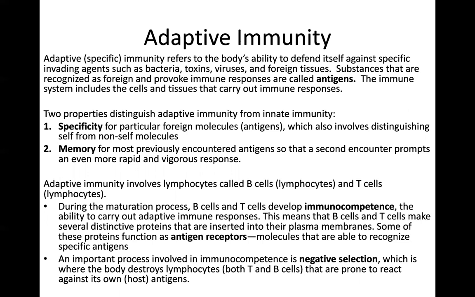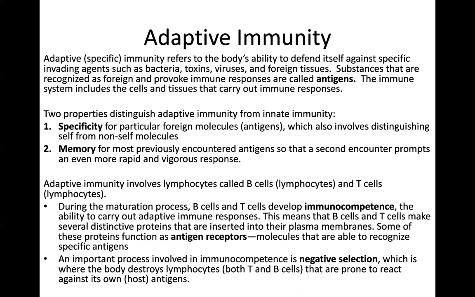Two properties distinguish adaptive immunity from innate, and we talked about this the other day, and I was just kind of mentioning it. But to reiterate, specificity, which means that we are specifically going after something, and we would call it an antigen, a foreign molecule. This also involves distinguishing self from non-self molecules. So the word specific begins that word specificity. So that's kind of what you can think of. We're looking for something specific, a specific type of virus, or bacteria, whatever.